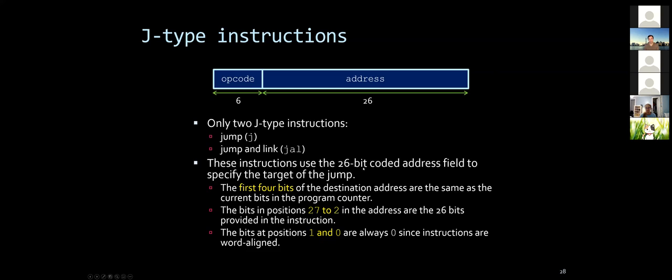So this instruction uses a 26-bit coded address field to specify the target of the jump. The first 4 bits of the destination address are the same as the current bits in the program counter. The bits in positions 27 to 2 of the address are the 26 bits provided in the instruction. The bits at positions 1 and 0 are always 0 since instructions are word aligned. So the best way to think about it is the target of a jump that tells us where to go.